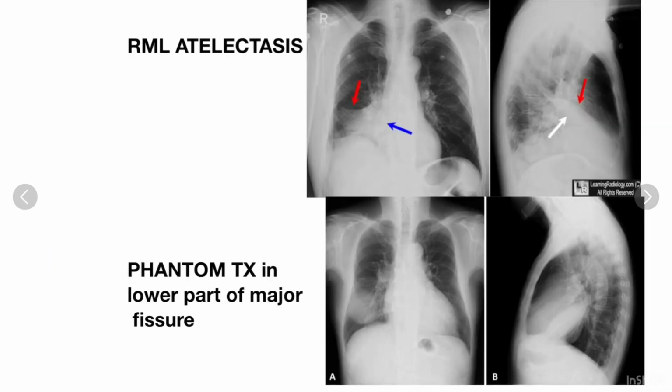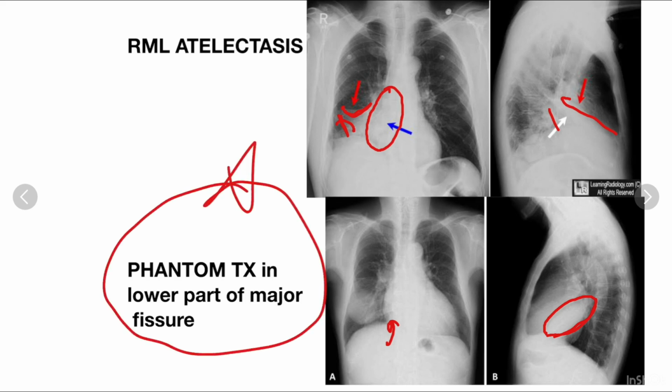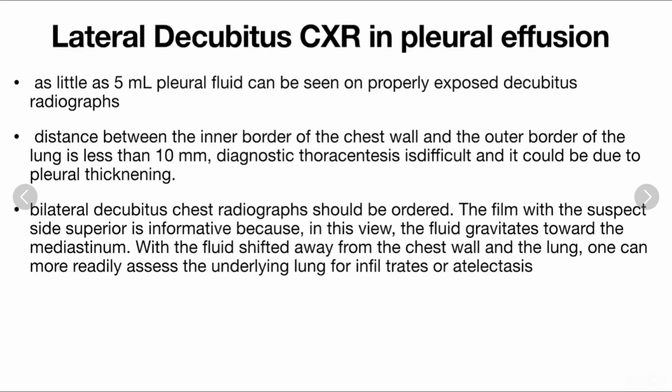So here we can easily differentiate whether this is because of right middle lobe collapse or atelectasis. This border is concave or straight, we can see in this diagram. But in this diagram we can easily differentiate that this is a convex shape. This convex shape is obliterating the right border of the heart, but here the phantom tumor is not obliterating the right border of the heart. So these are very, very important things which we should remember.